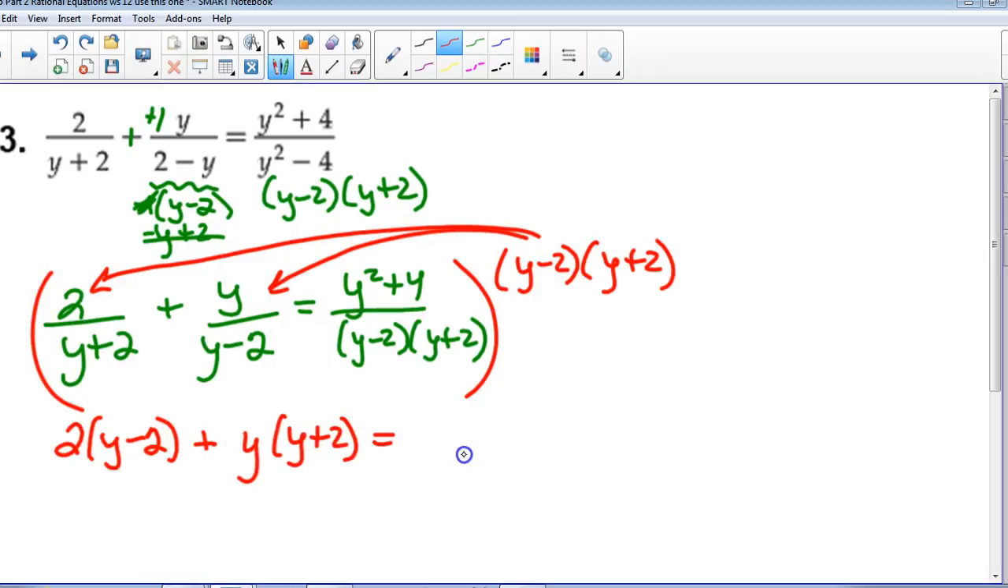What happens on the right-hand side? Yeah, just a y squared plus 4. Good job. Everything cancels from the denominator with what we're multiplying through by. All right, you guys do some algebra. I'll do some algebra. We'll see if we come up with the same thing.